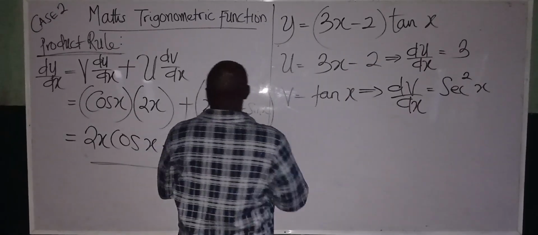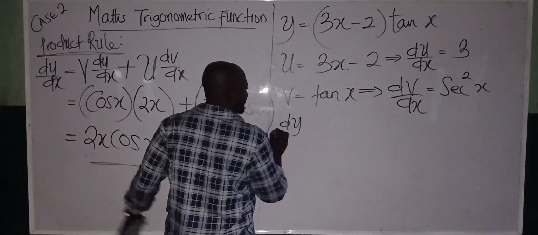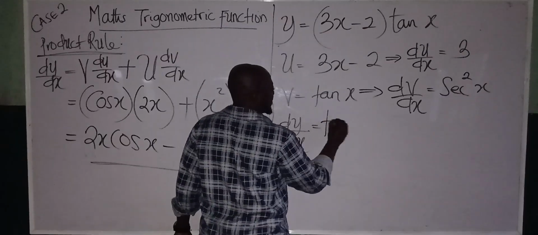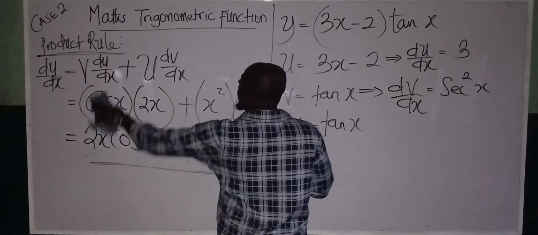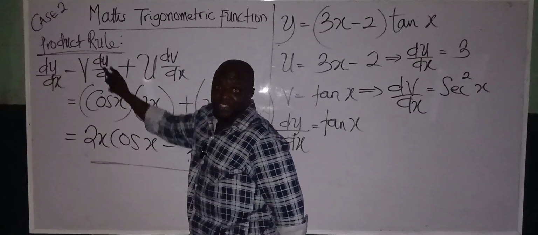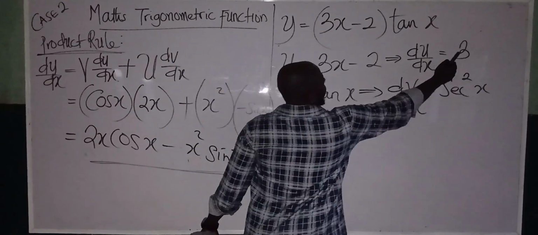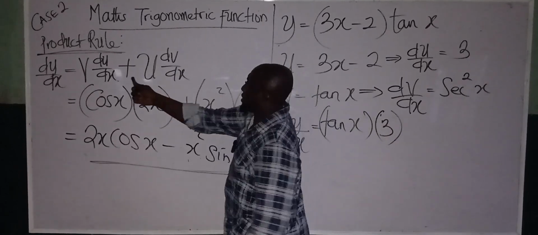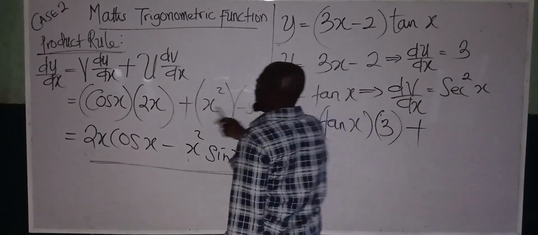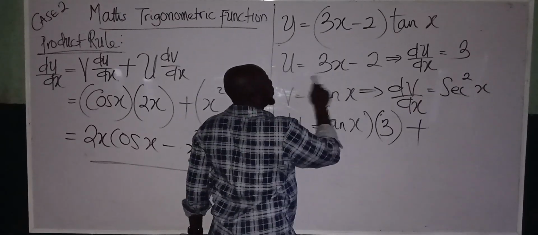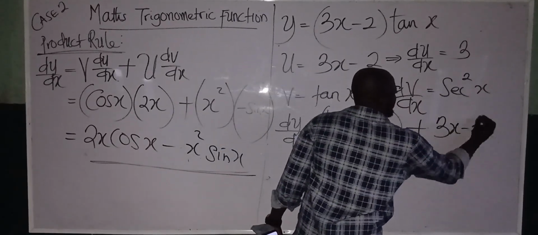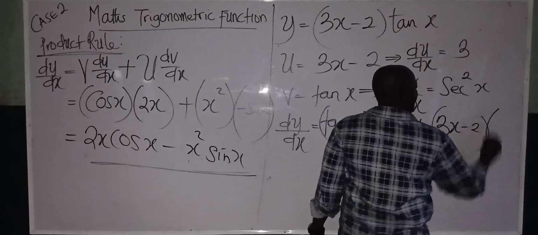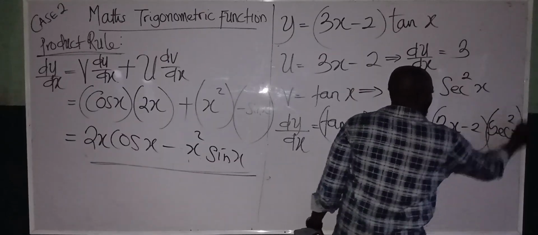So from here now, bring all of them together, let's use this formula here. So what is my v originally? My v is tan x. Next up, by the side of v, I have du dx. What is my du dx here? My du dx here is 3. So I'll put it like this, and I'll put 3 here. That's what I'm having. Next up, plus, please. What is my u originally? My u originally here is 3x minus 2. By the side of u, I have dv dx. What is my dv dx here? It is sec square x. That's what I'm having here.